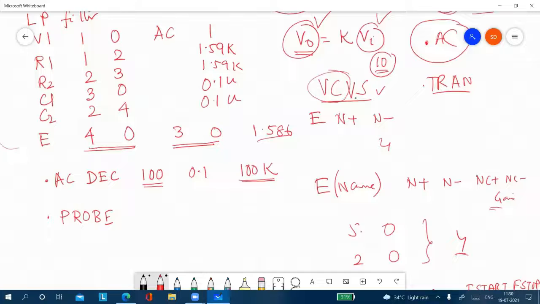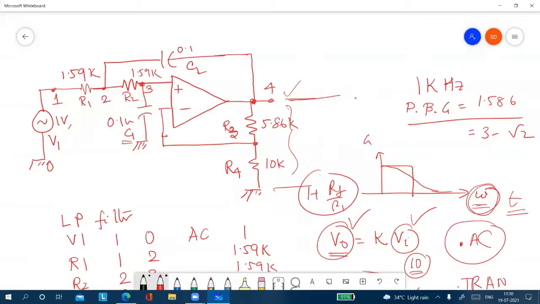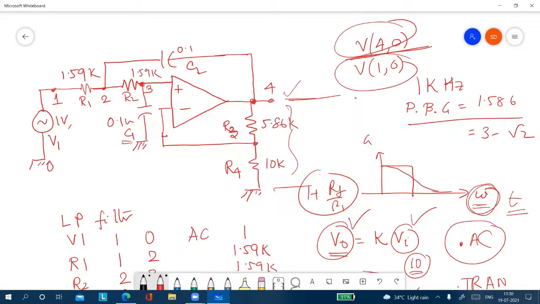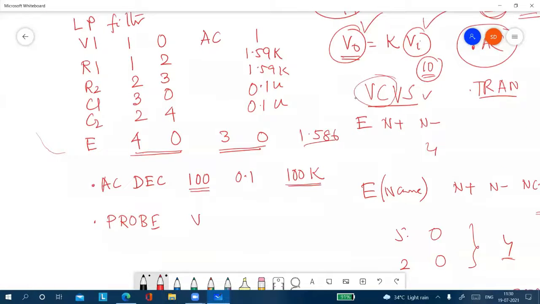Which voltage do we have to consider? The output voltage, which is V40. And what is the input voltage? V10. If you want to find the gain, gain means output by input. V40 is the output, V10 is the input. So gain is V40 by V10. So write .probe V40 and V10.